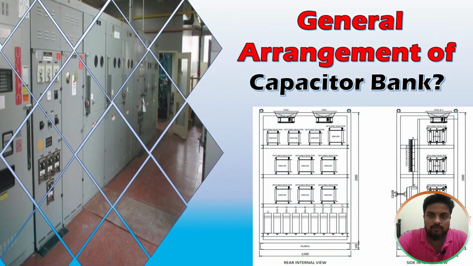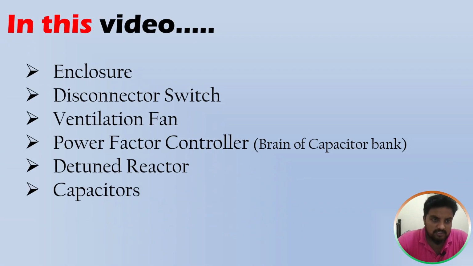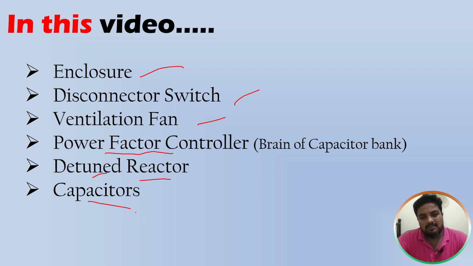In this video, we are going to talk about the general arrangement of a capacitor bank. In the general arrangement, I have listed the following major things in the capacitor bank. First is the enclosure, second the disconnector switch, and third the ventilation fan. Fourth, I list out the power factor controller, detuned reactors and capacitors. These are the major things we are going to see in this video.